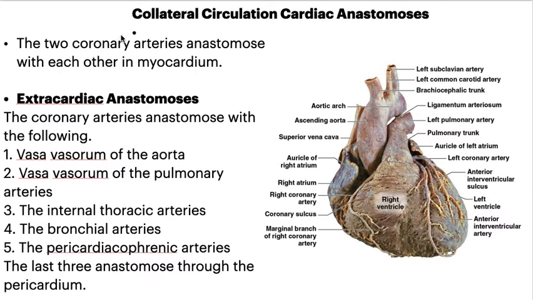Now, collateral circulation and cardiac anastomosis. The two coronary arteries anastomose with each other in the myocardium. We also have extracardiac anastomosis. The coronary arteries anastomose with the following: vasa vasorum of the aorta, vasa vasorum of the pulmonary artery, internal thoracic arteries, bronchial arteries, and the pericardiophrenic arteries. The last three anastomose through the pericardium.